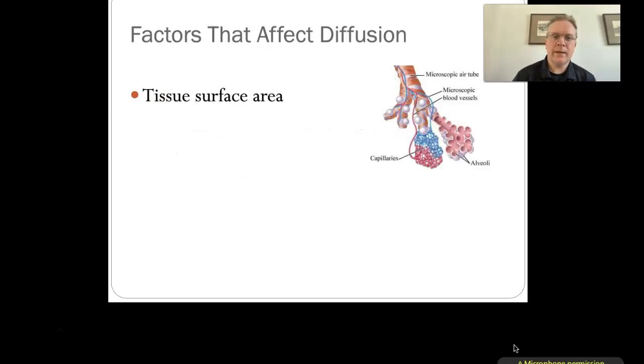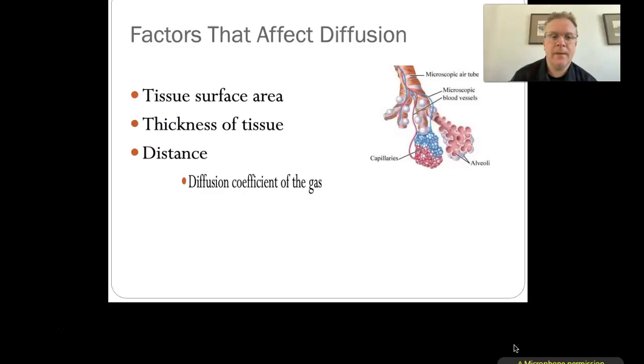So I'm going through several factors here that affect diffusion, and tissue surface area is one of the big ones. Once again, you think of the capillaries, the overall surface area that we have, more oxygen gets through, and more CO2 can be expired. Thickness of the tissue, so it's definitely harder to get the O2 in, and the CO2 out, if it's thicker. The distance that it actually has to travel.